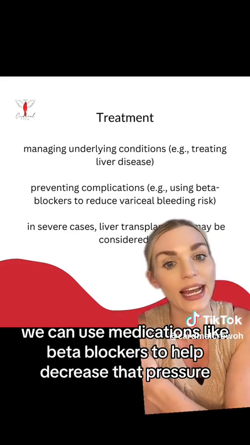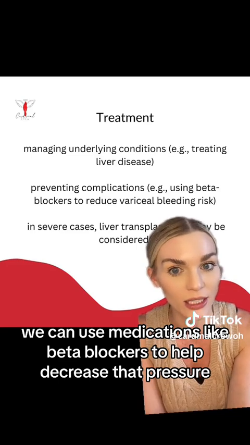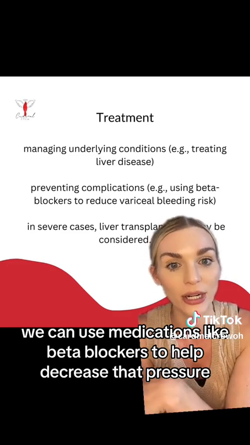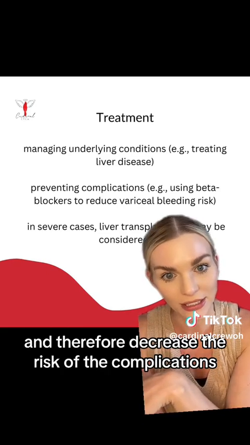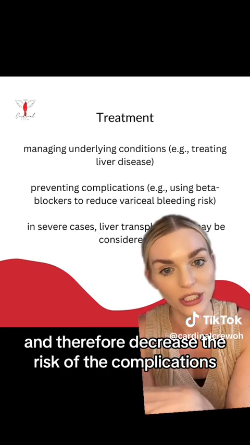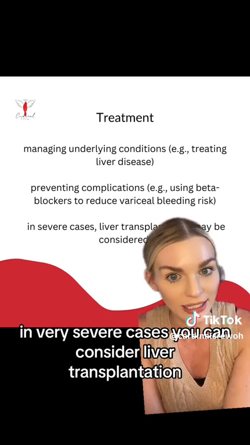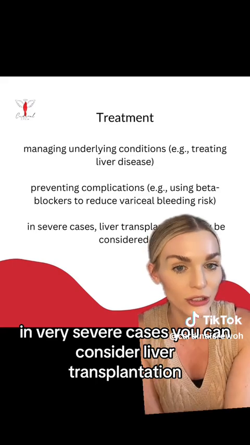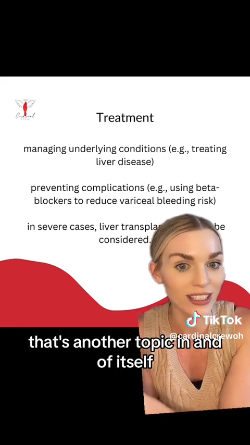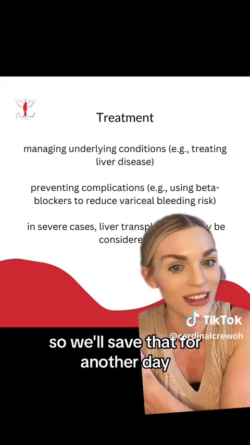Occasionally we can use medications like beta blockers to help decrease that pressure and therefore decrease the risk of complications like esophageal varices bleeding. In very severe cases, you can consider liver transplantation. That's another topic in and of itself, so we'll save that for another day.